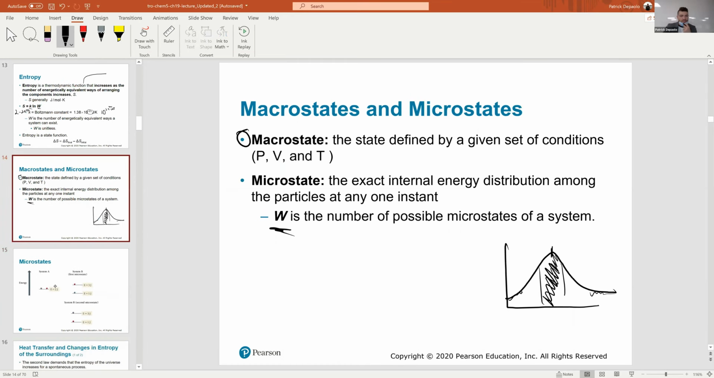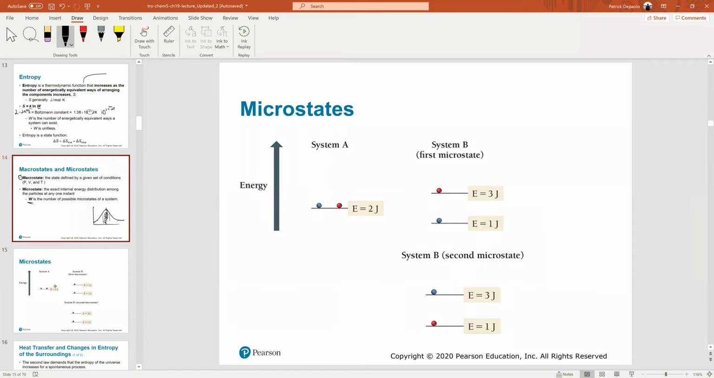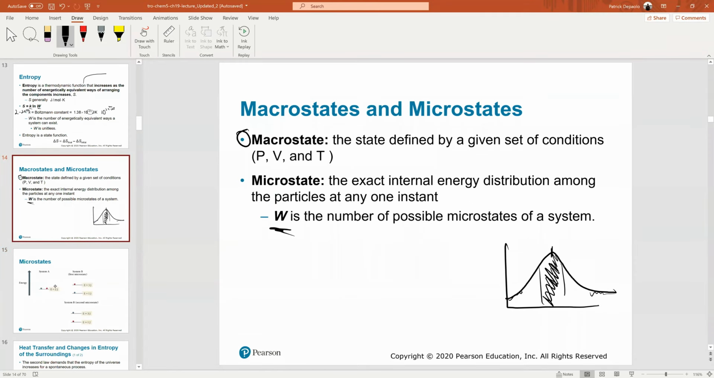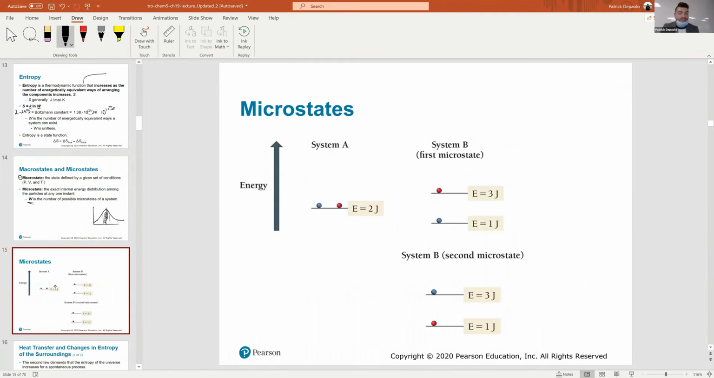Are there any questions on that? First off. No? Can you explain microstates again? Sure. I'm glad that you mentioned that. We're going to go right into explaining more about it. So good that you mentioned that.